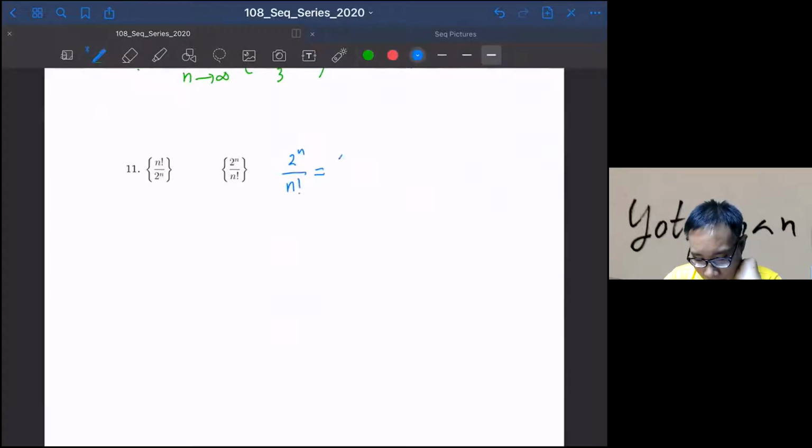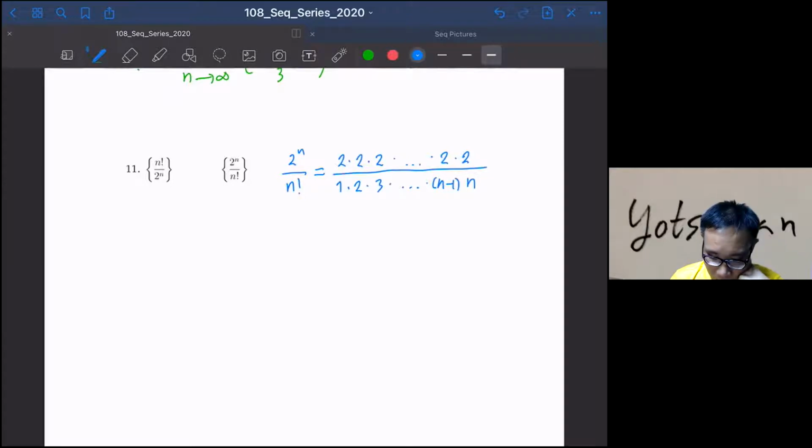This will become 2 times 2 times 2. So you see that you have many terms involving 2. And on the bottom again it's going to be 1 times 2 times 3, up until n minus 1, and you have n. So let me circle term by term here.